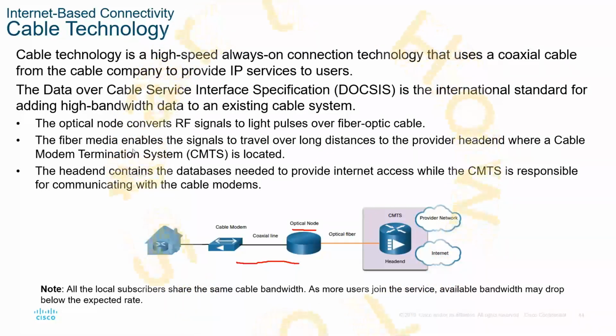The fiber medium enables the signal to travel over greater distances, long distances, because coax is not made to travel that far. The head-end container will have the database needed to provide internet access, while the CMTS is responsible for the communication aspect back to the cable modems.